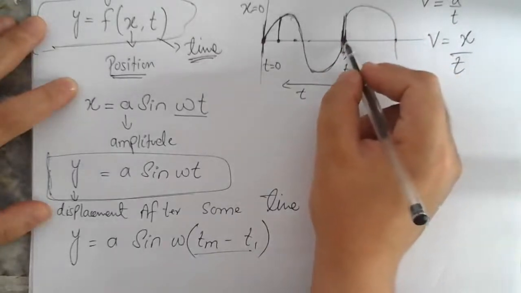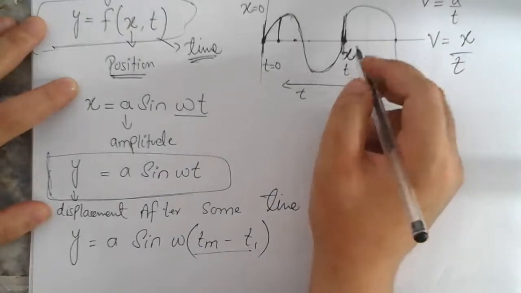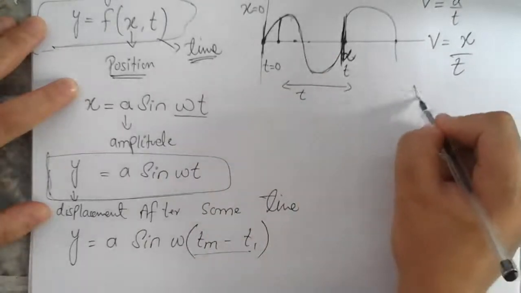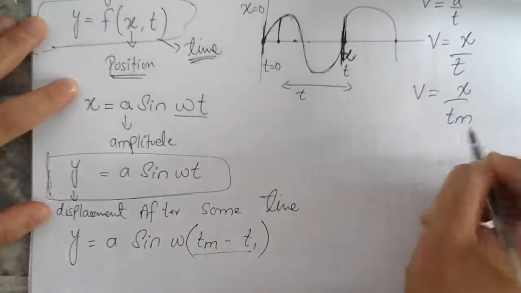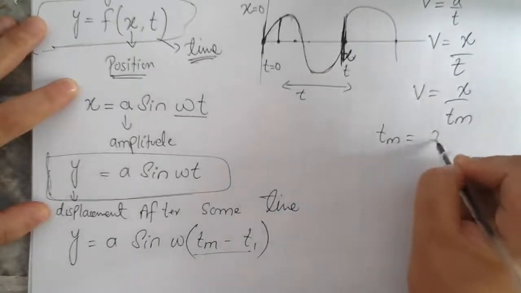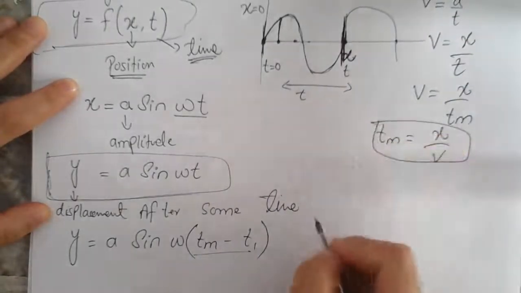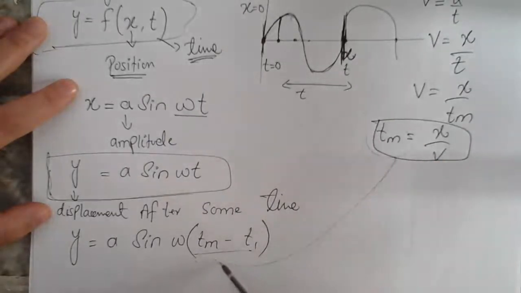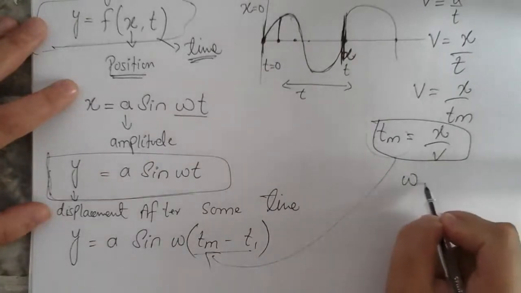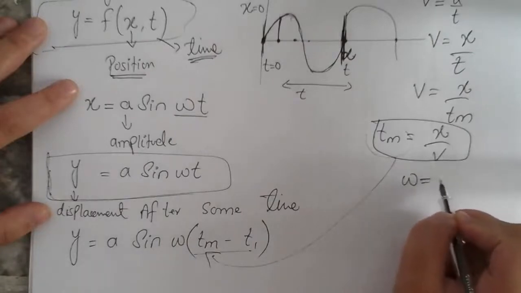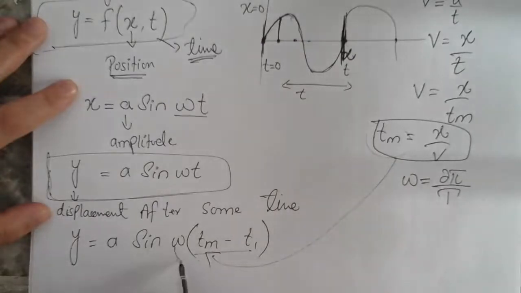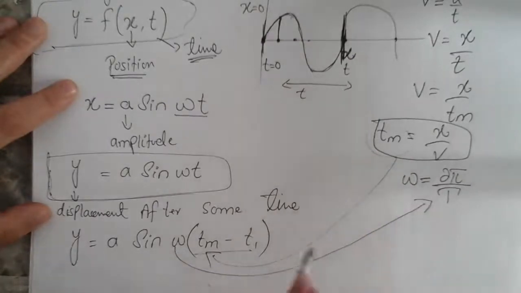Okay, so after some time, this will have its own displacement, oscillatory motion. So v is equal to x over t. The final time would be equal to x over v. Okay, so we will put, instead of t, we will write this form. Okay, and omega, we know from simple harmonic motion that we studied, that angular velocity is equal to 2 pi over T. So we will put the omega value in this equation.